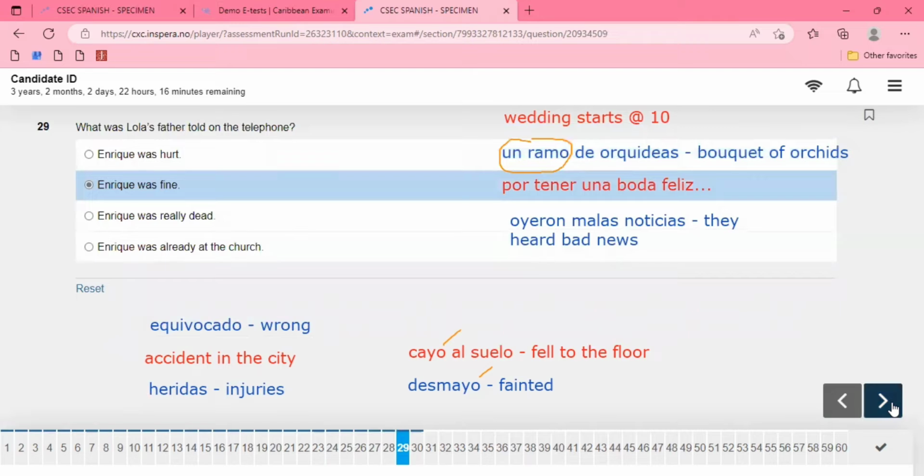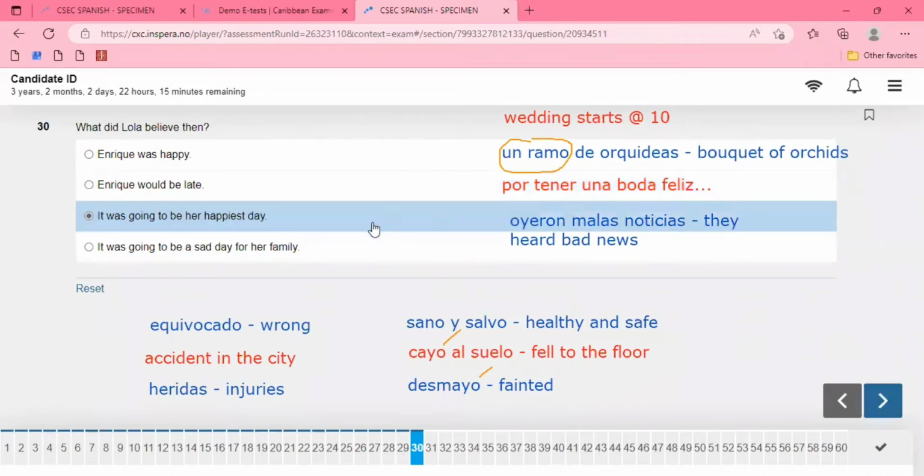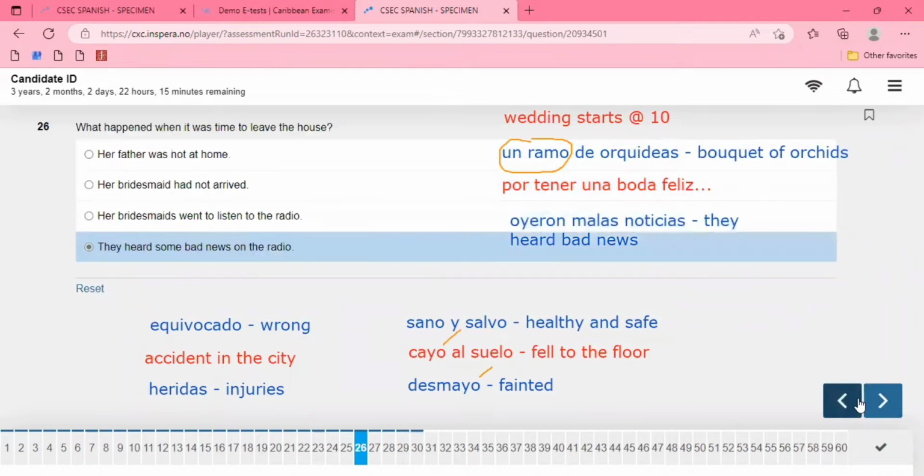What was Lola's father told on the telephone? This is also fine as we have it, because Enrique himself called and said that he was, and I quote, sano y salvo. I think I used another word earlier. Apologize for that. So it was sano and salvo, which would basically be healthy and safe. Right? And of course, this remains. So we go through just to make sure we have everything.